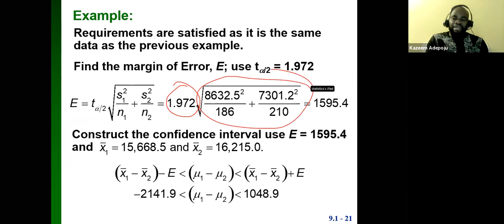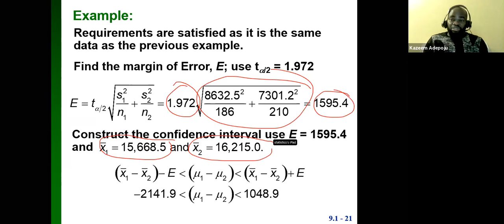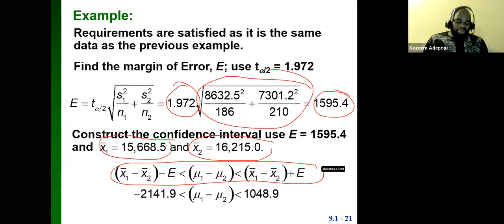This guy here, the one in the square root, when you find the square root of that, it's going to be the standard error. So by the time you multiply, then you have your margin of error. And the moment you have your margin of error, don't forget the mean that you obtain for each of the groups is this one. Then you just plug your values into the equation, and you are done.